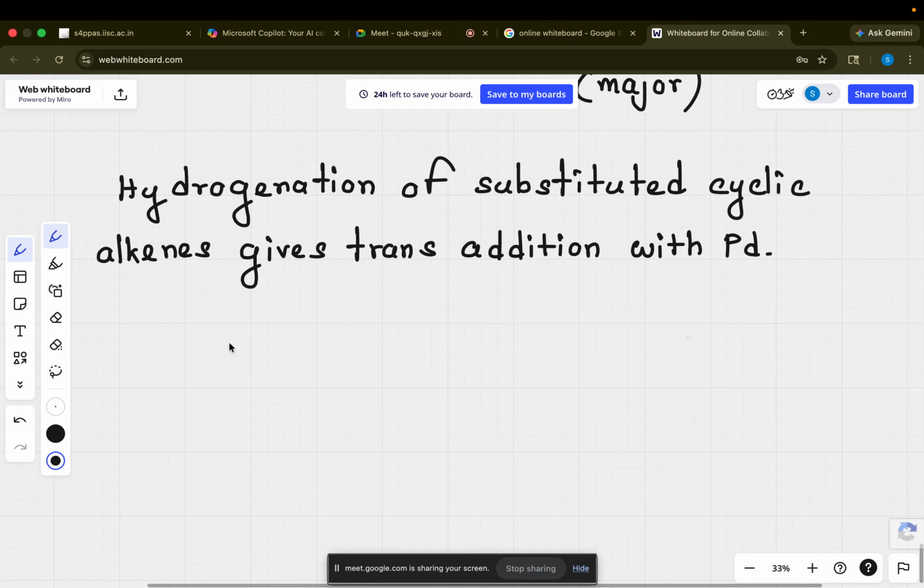So I am showing you. Suppose you have this statement, you have to remember: hydrogenation of substituted cyclic alkenes gives trans addition with palladium. So suppose I have this. Again I am saying this catalytic hydrogenation is a very selective topic. Here you have to remember. You can refer to Carothers' book, where you will get these examples, and 1 to 2 extra examples there. If you are interested, you can check that, otherwise you can follow the notes.